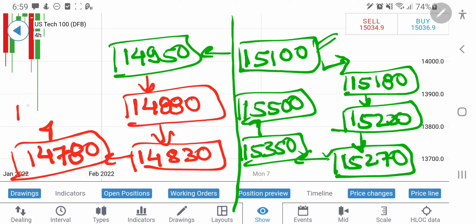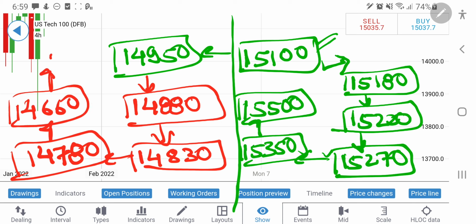It will drop towards 14660 levels, and 14620 will come into picture. These are markets, anything is possible, it can drive into either side. Right now, the data is trying to make it a drop from 15037 to 15141, and it is trying to drop.